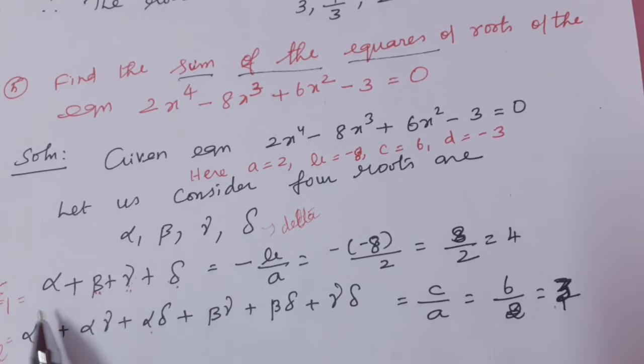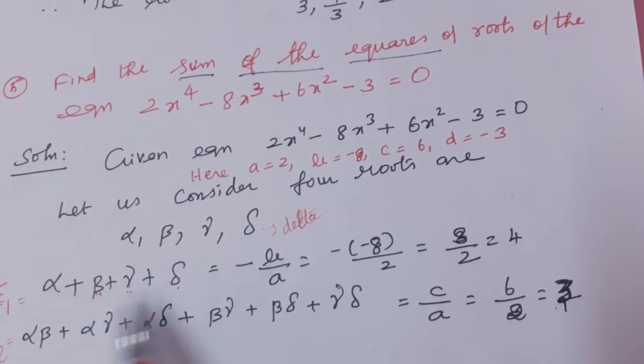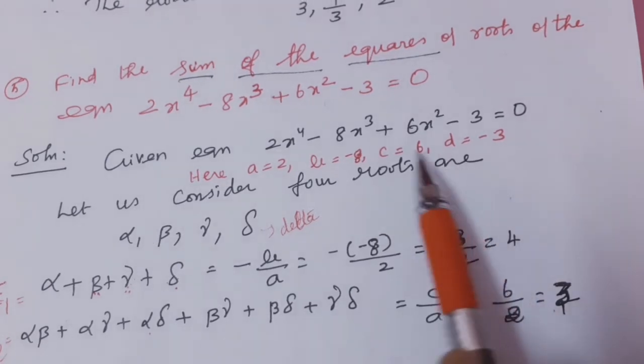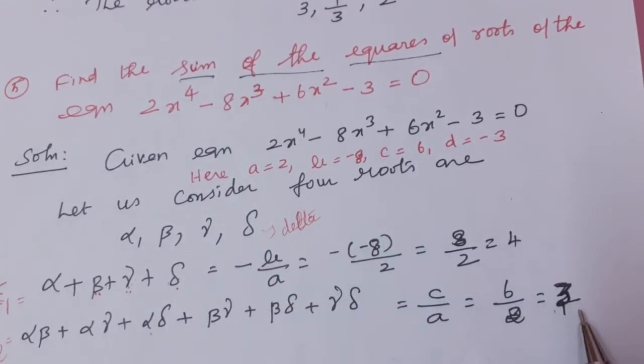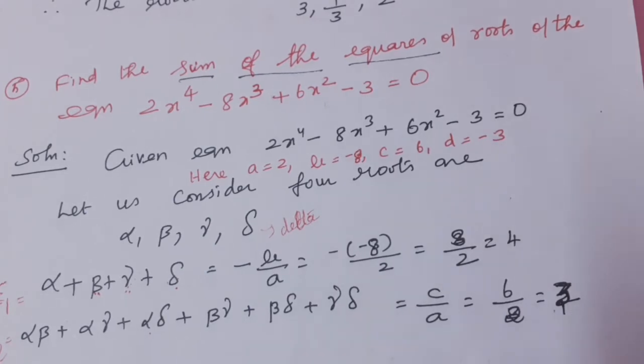Therefore, summation of 2 is nothing but the product of the two roots, afterwards we add. It is equal to C by A. What is our C? C is 6. What is our A? A is 2. 6 by 2 is nothing but 3. We get 3.